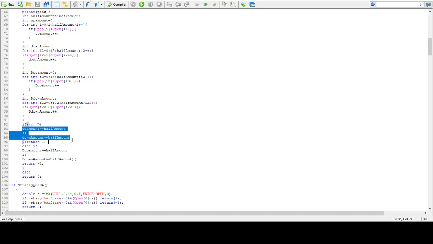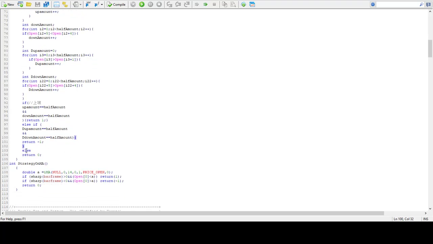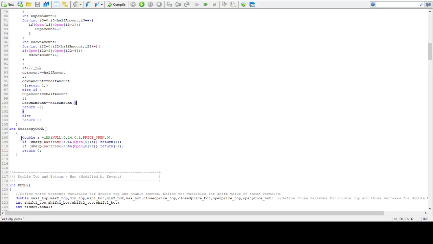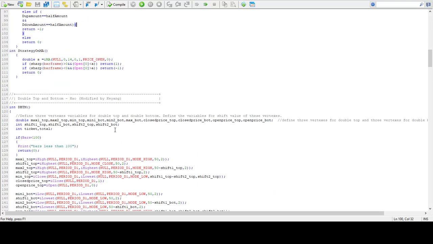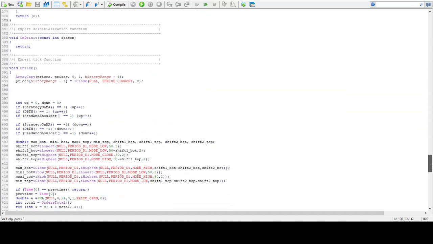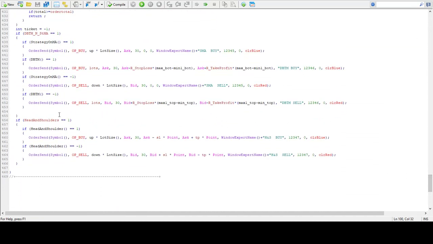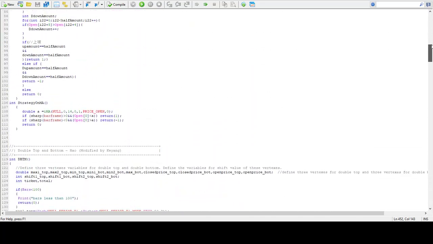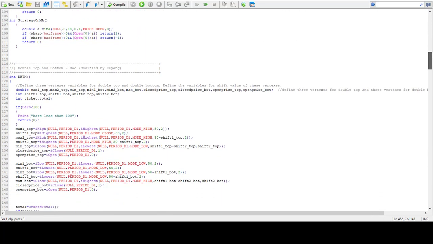Then this condition is if it is in a positive trend, and this condition is if it is a negative trend. Else it returns 0. And for the actual orders, they are placed further at the bottom over here. Okay, let's go back up to the top and move on to double top and double bottom.